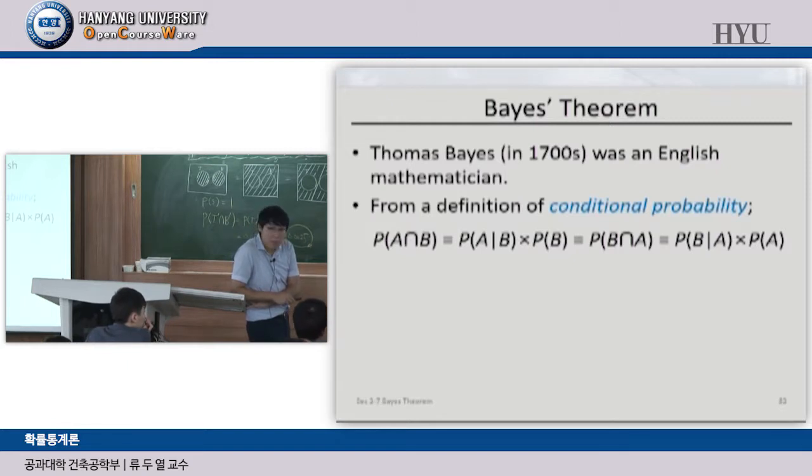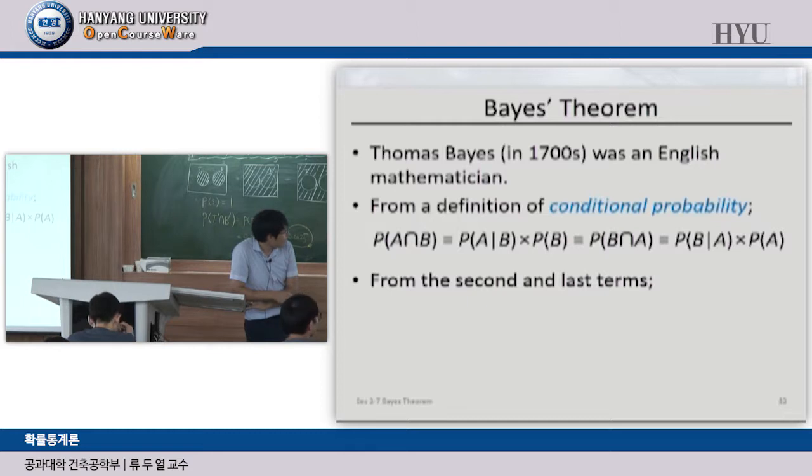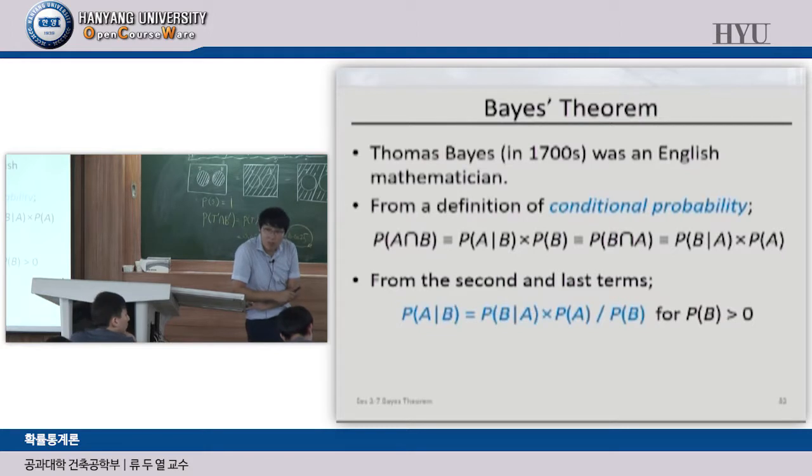So this also can be expressed as the probability of the intersection of B and A, and this also can be equal to the conditional probability of B given A multiplied by the probability of A, because the order is not important. So from the second and last items, we can have the conditional probability of A given B equals the conditional probability of B given A multiplied by the probability of A divided by the probability of B, okay?